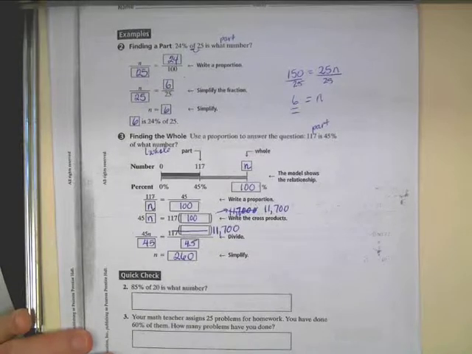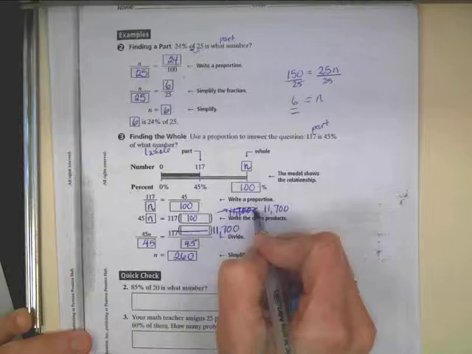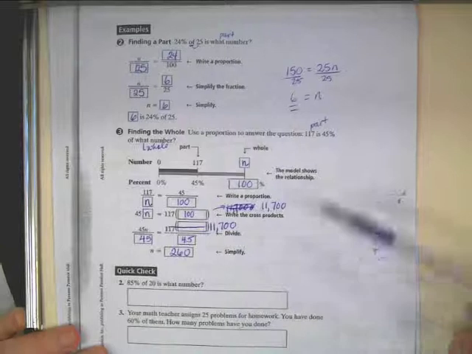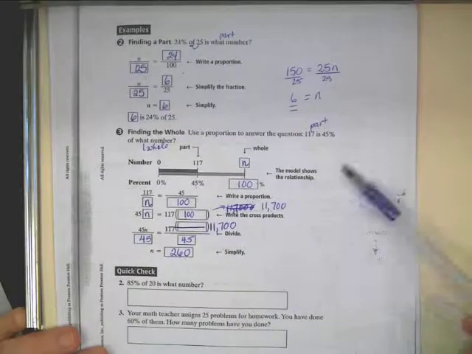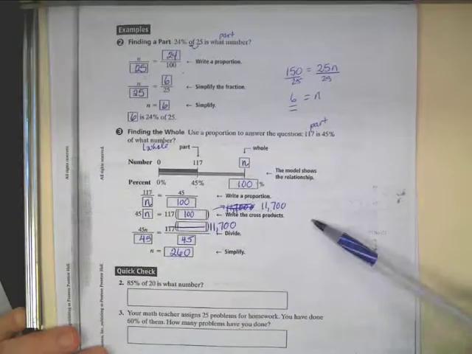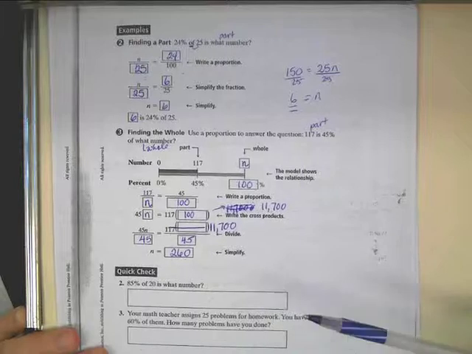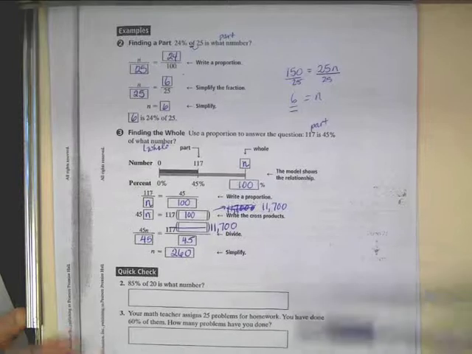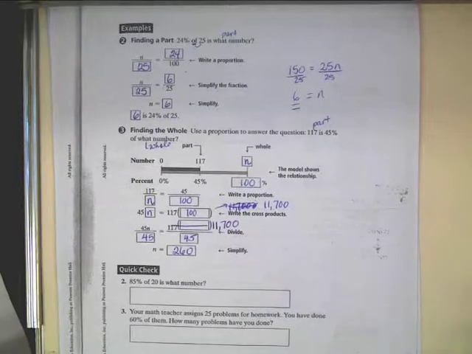117 is 45% of what number? 117 is 45% of 260. Remember, you can always check these just by putting it into an equation and checking it. We are looking at using the proportion on this, so in this particular section you must do them with proportions because we need to have more than one way to do these.